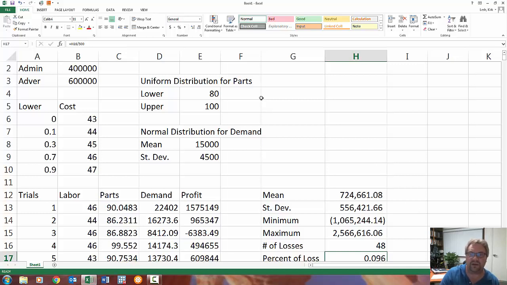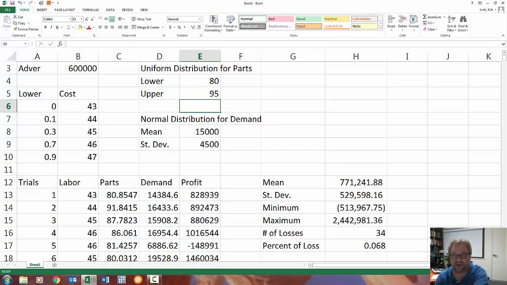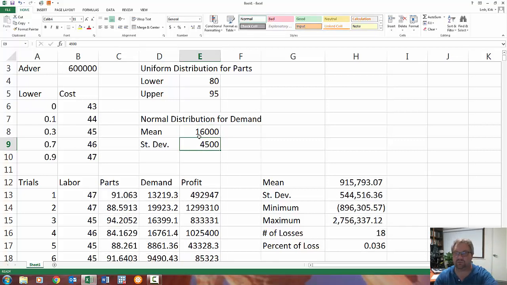But you can do the same thing here for the distribution of the parts. Maybe later on you realize that the upper bound for the parts cost is only $95. So once again, let me just scroll down a little bit. So once I hit enter, everything is going to change. Okay. Same thing with the demand. So maybe they realize that the mean of the demand is actually, say, 16,000. So all you do is hit 16,000, hit enter, everything changes, and there's your new summary statistics.